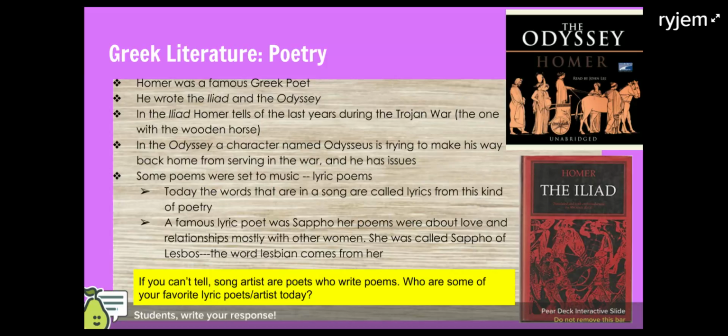Some of these Greek poems were also set to music. They were to be kind of sung, and then there was this musical instrument called a lyre, which is kind of like a harp that would be played in the background. And these poems that were set to music were literally called lyric poems. And today, the words that are in songs that we listen to, they're called lyrics. You know, people always say, well, what's the lyrics to the song? Okay, that is a kind of poetry. Songwriting, the idea of music and lyrics in a song, that is poetry.